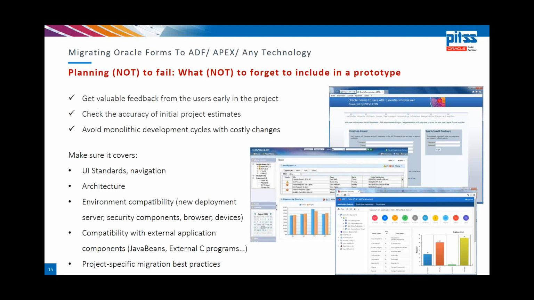What we need to do when we prototype is to test on all supported browsers and devices, deployed on the exact server, with the exact authentication model that is desired for the future. Not to forget to call reports, Java beans, C programs, host commands, anything that is called from the application, just to see that the new technology can do that clearly within the security parameters.